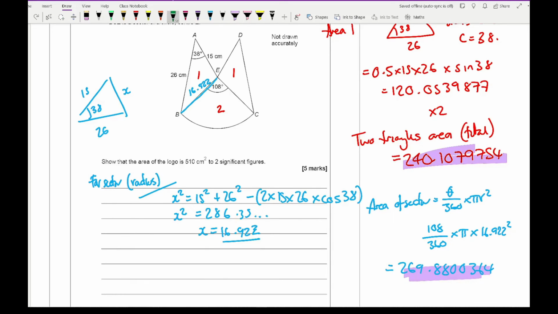So the total area is going to be 240.1 plus 269.9. To two significant figures, let's just round these measurements up. We get 240 plus 270, which equals 510. That's what I needed to prove.